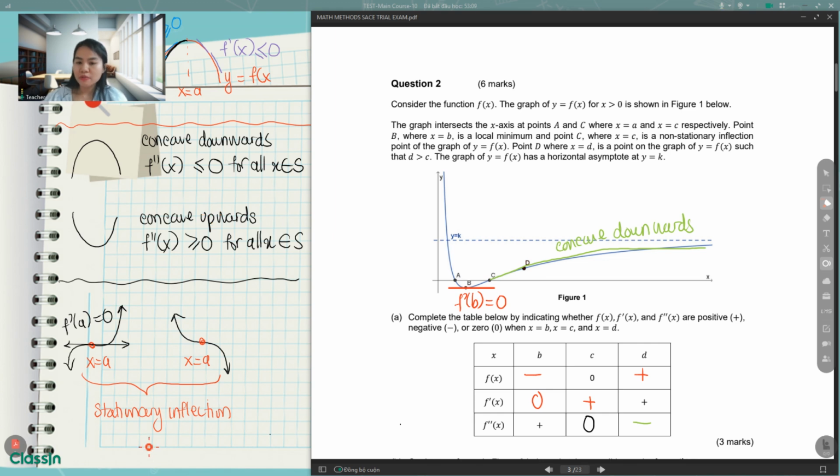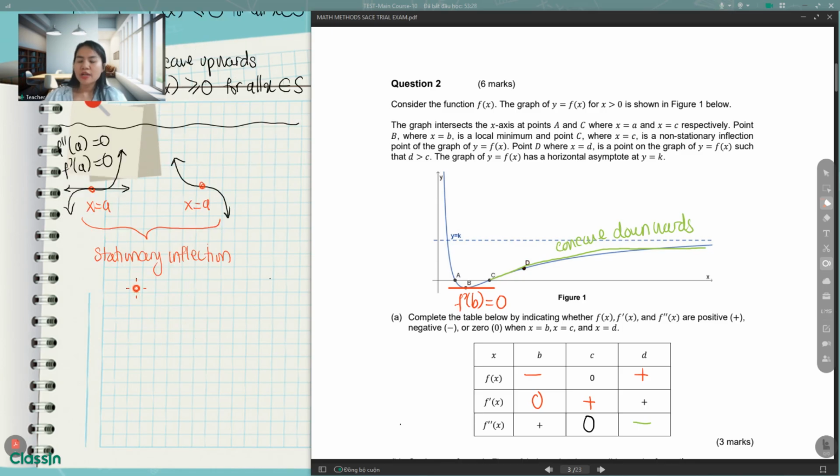We call it inflection because at x equal to a, the graph changed from concave downwards to concave upwards, or vice versa. So the second derivative is also equal to 0 at the stationary inflection. At an inflection point, the second derivative is equal to 0.